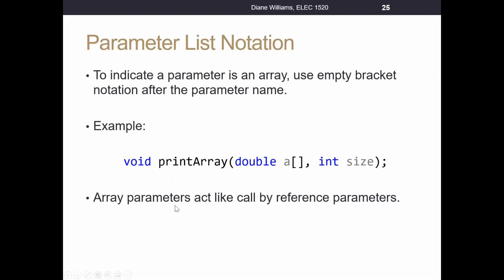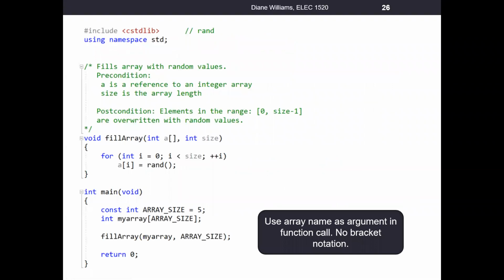Array parameters act like call by reference parameters, meaning when we refer to the name of the array and pass that array, we're not going to pass all the values in the array. We're actually going to pass the array's address. I've got an example here where I'm creating a function called fillArray that we're going to use to fill an array with random values. So let's go ahead and write that code.